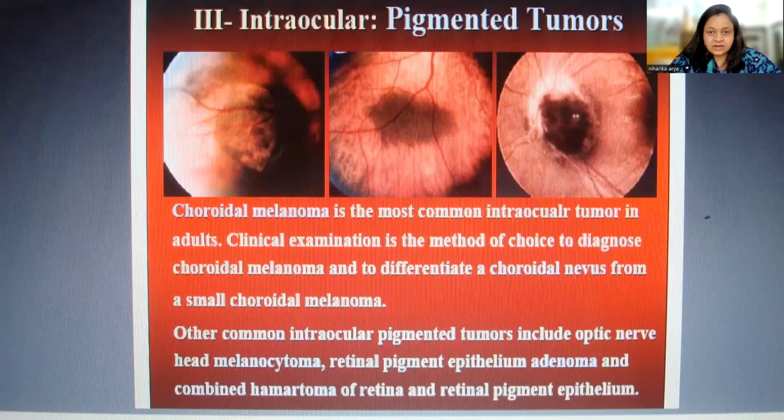So, what are intraocular tumors? Intraocular tumors could be pigmented tumors or non-pigmented tumors. So, what are pigmented tumors? Choroidal melanoma is the most common intraocular tumor in adults.